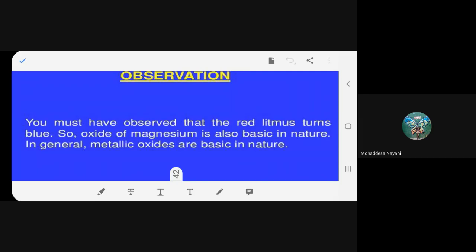Same way, magnesium oxide. Magnesium oxide is a white powder. When you burn magnesium ribbon, the ash which comes down is white in color. You can make a solution, or rather a suspension, of that and again test it with litmus paper. What we see is that if I take red litmus, it will turn blue, showing that it is basic in nature. So generally metallic oxides are basic in nature.